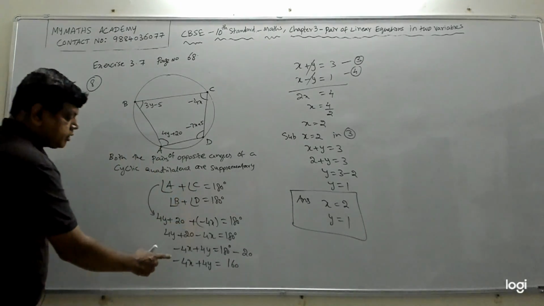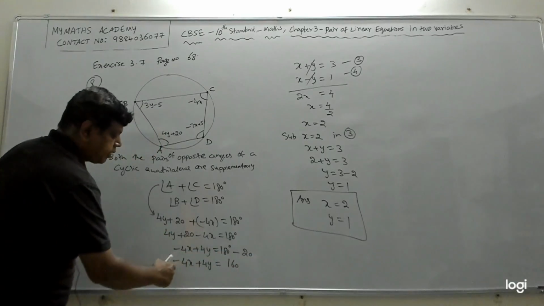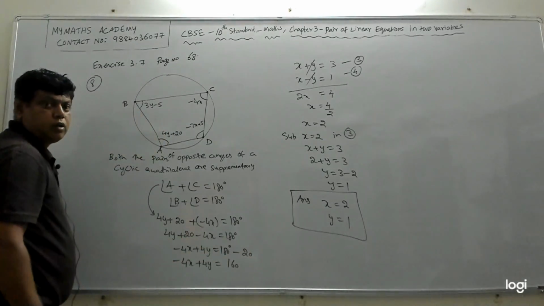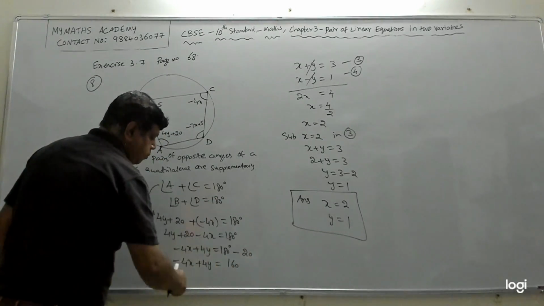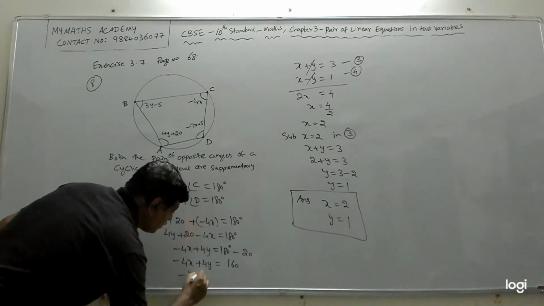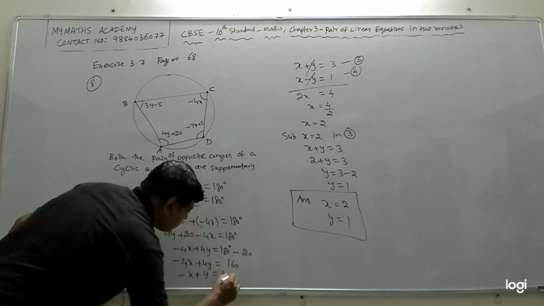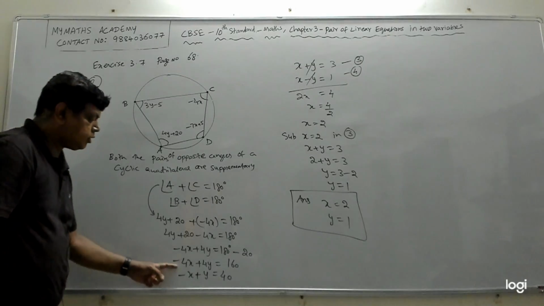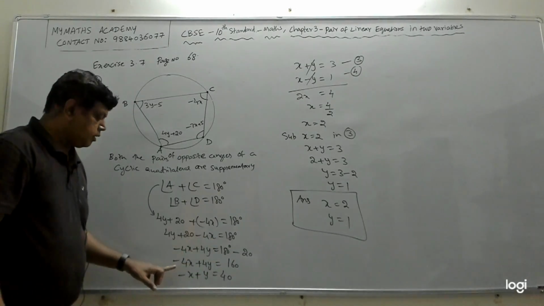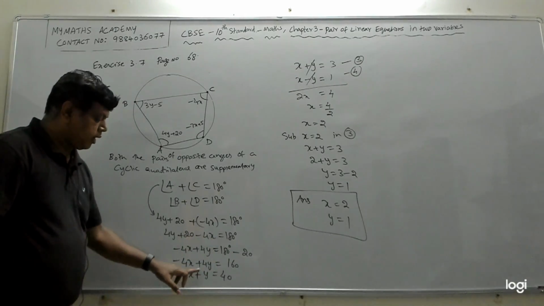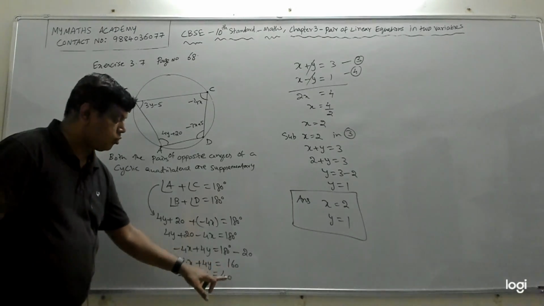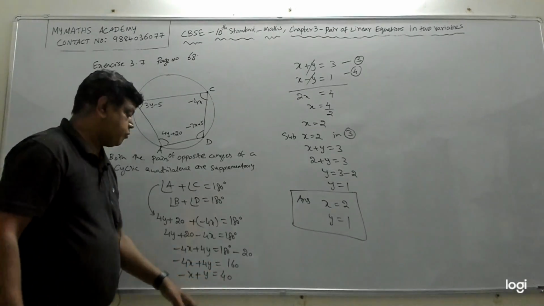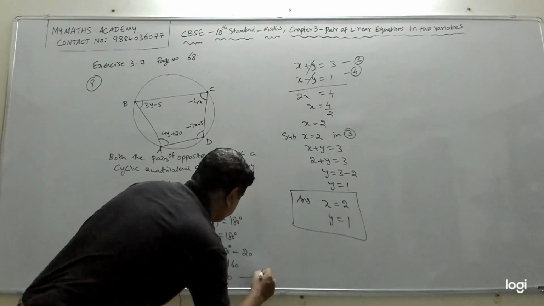Now again each number is divisible by 4. So you can cancel or divide throughout by 4. If you divide throughout by 4, you get minus x plus y equal to 40. Which means I am cancelling throughout by 4. Cancelling means dividing each term. 4 by 4 is 1. Again this 4 by 4 is 1. 160 by 4 is 40. So this, we call this the first equation.